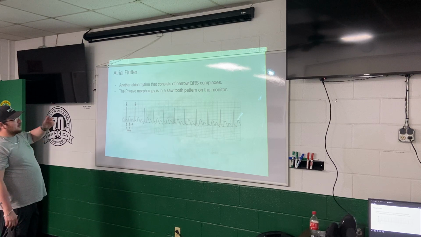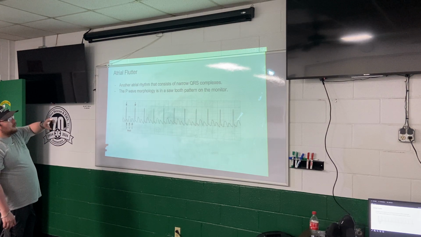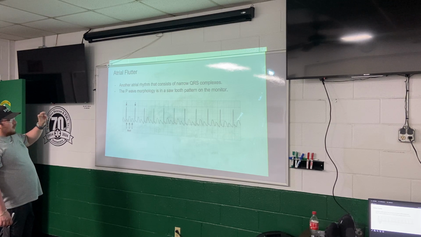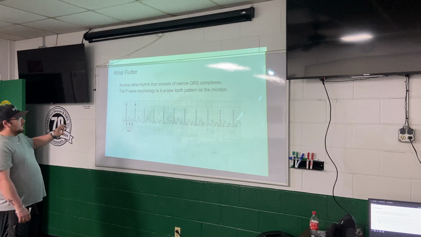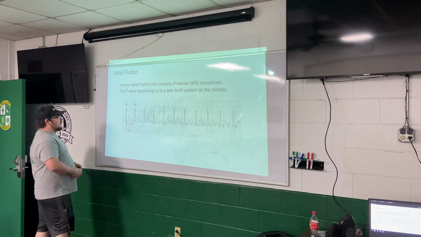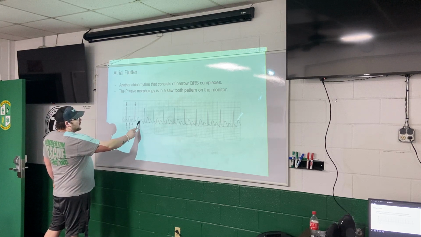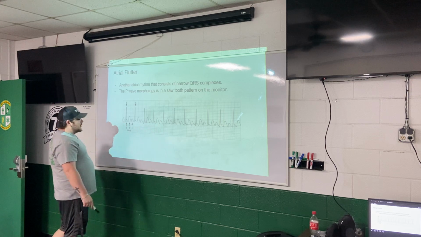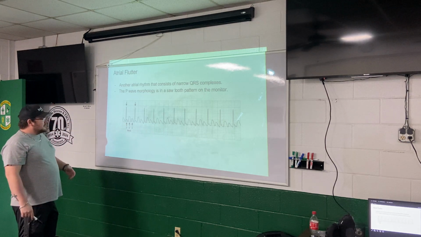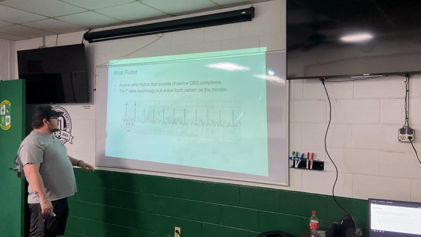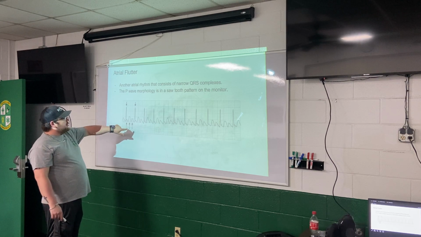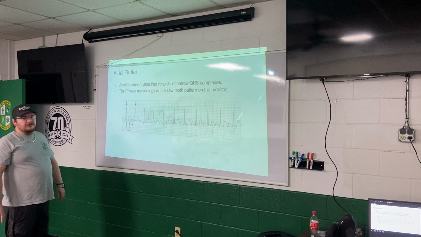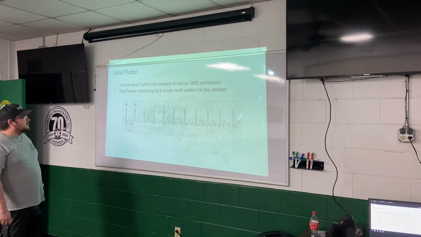Atrial flutter is another atrial rhythm consisting of narrow QRS complexes. The only difference is you're not going to be able to find P waves in here because of this sawtooth pattern. And as you can see here, you've got these points and then you've got a QRS. You've got a point, QRS. So right here, this would be A flutter in a 2-to-1 ratio. Normally your treatment plan is going to follow that of atrial fibrillation.